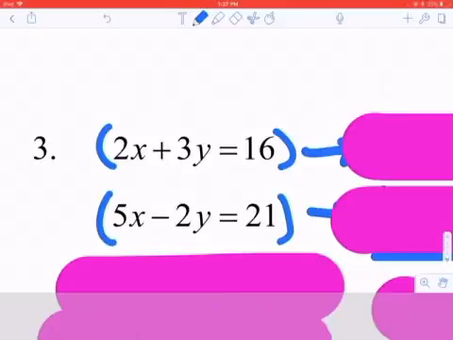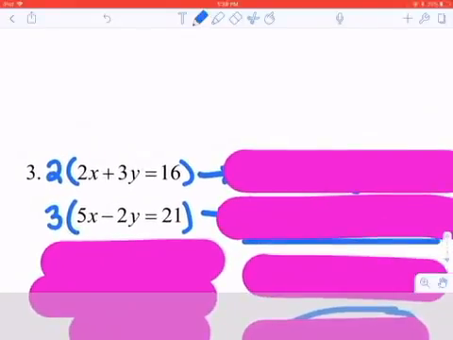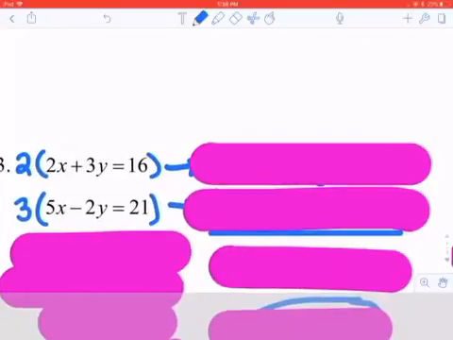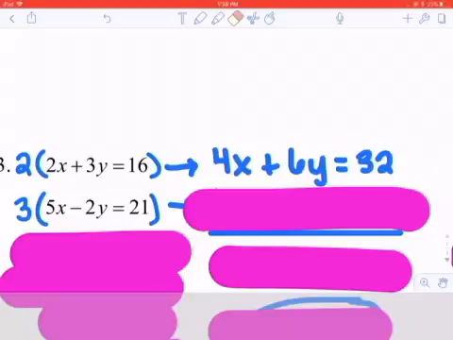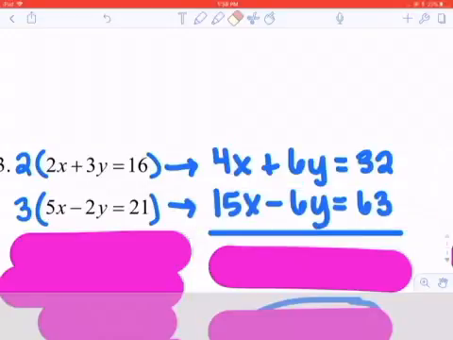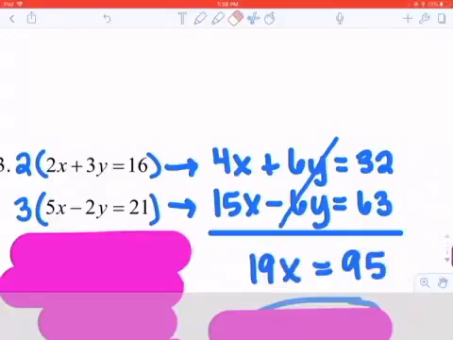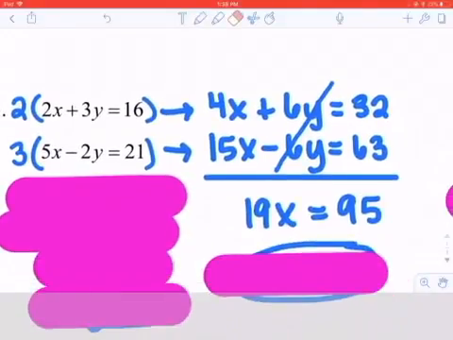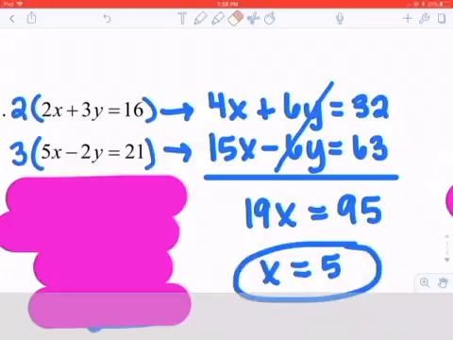So for my first y to have a coefficient of positive 6, I need to multiply by 2. And for my second equation to have a y coefficient of negative 6, I multiply by 3. That coefficient of negative 2 is already negative, so I can multiply by just a positive 3. Here we get our two equations. 4x plus 6y equals 32. 15x minus 6y equals 63. Add your equations together, the y's eliminate. We get 19x equals 95. And 95 divided by 19 gives me x equals 5.